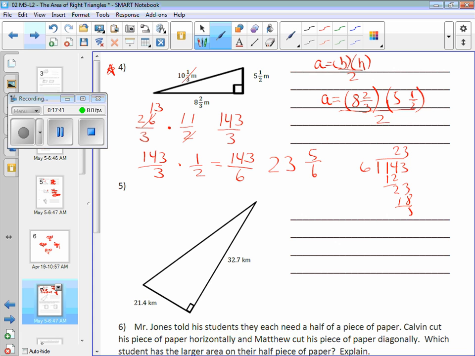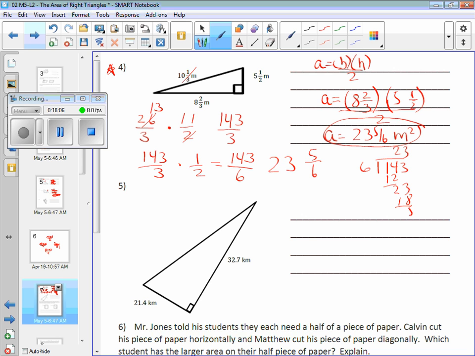You leave it as this. I need my units. Here. A equals 23 and 5/6 meters squared. Yes, is that what you were asking? All right, so that's the tricky one.